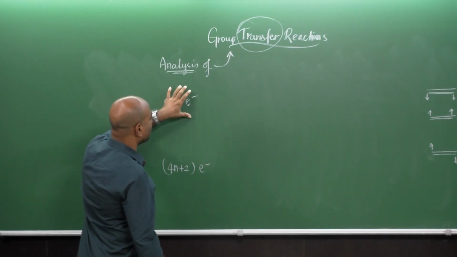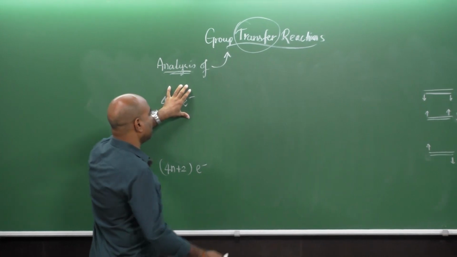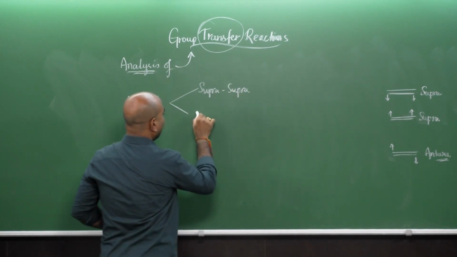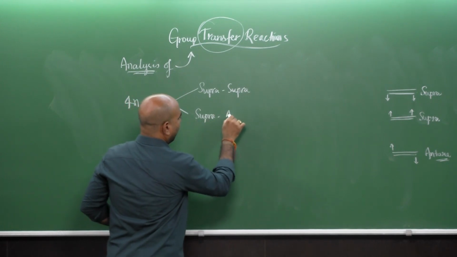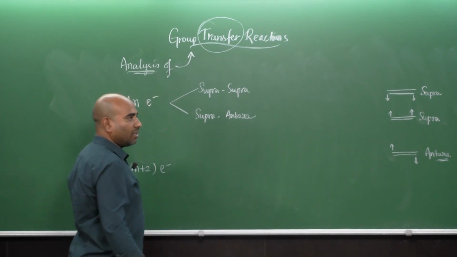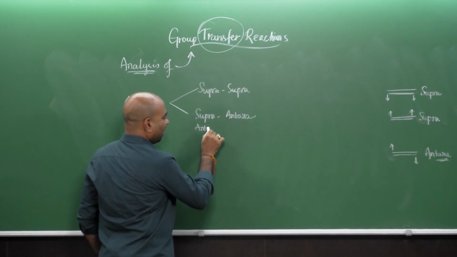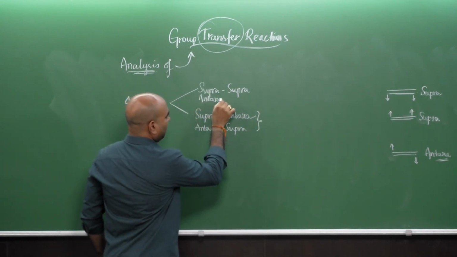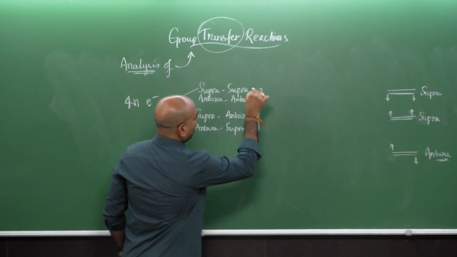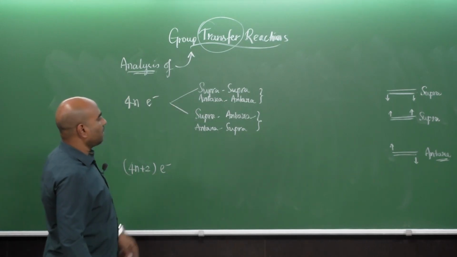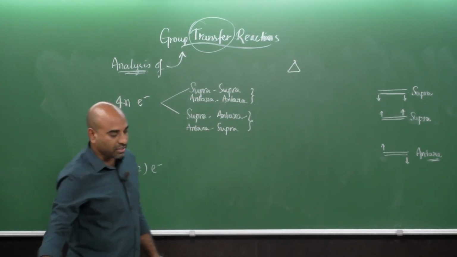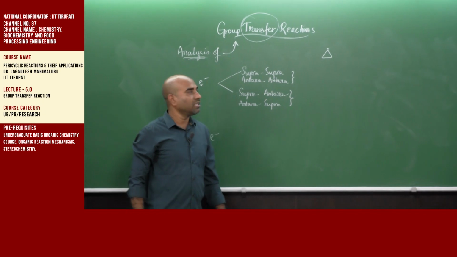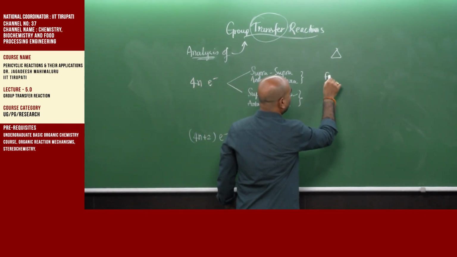Okay. So the 4n system will have two options. One is the supra-supra approach, and the other is the antara-antara approach, right. So in both these cases, under thermal conditions, for 4n electron systems, the symmetry, if you consider as per the orbital correlation method, you will see that this is forbidden.